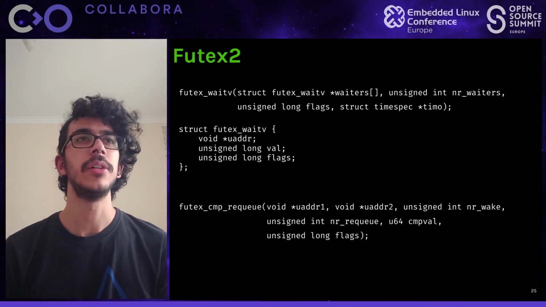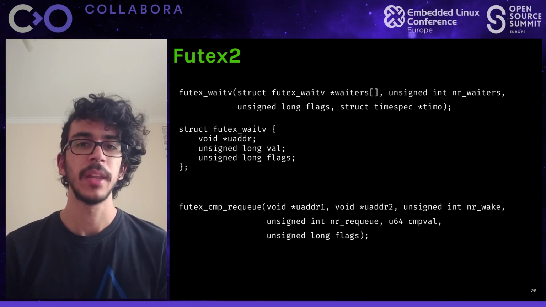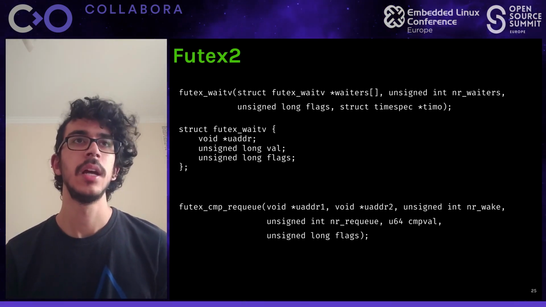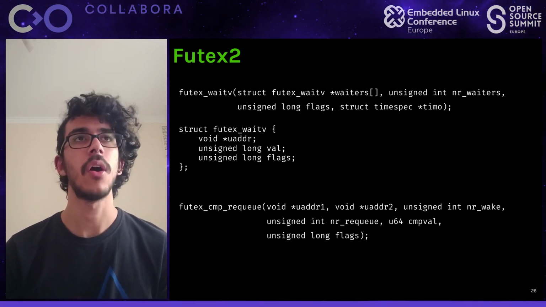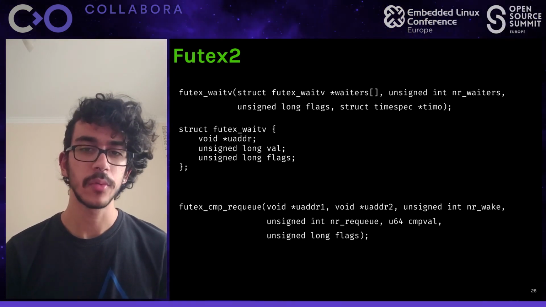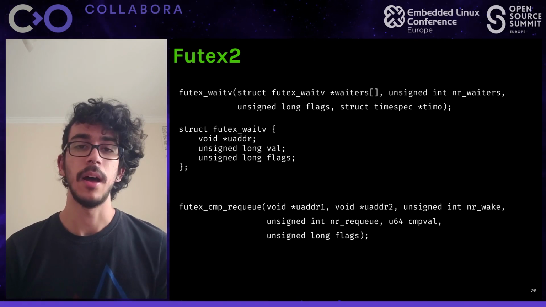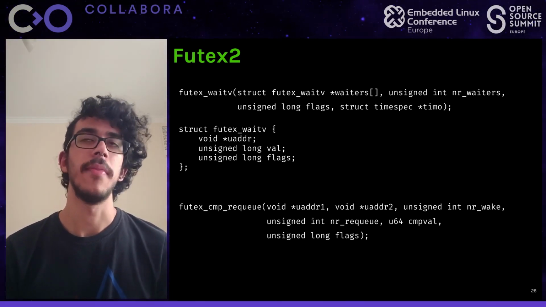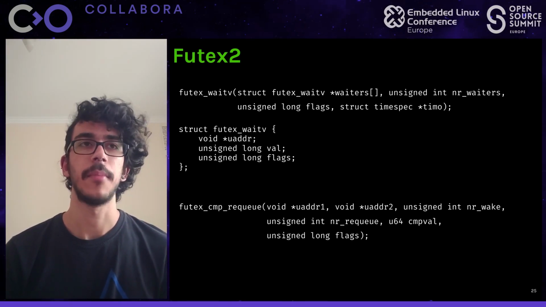And here is the interface for the wait on multiple. It is called waitv because it's a vectorized wait. The first argument will be a pointer to an array of waiters. Each waiter will have the address, the expected value again, and flags, because you can have different sizes in this array. Then you will have the number of waiters, the flags, and the timeout.